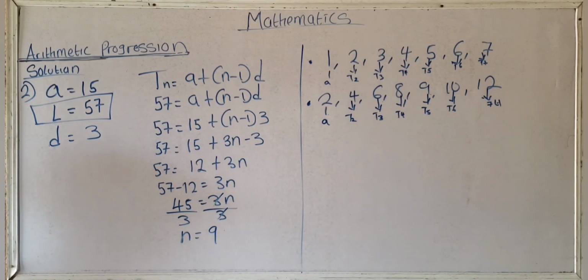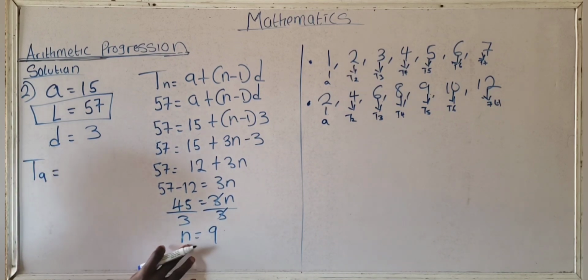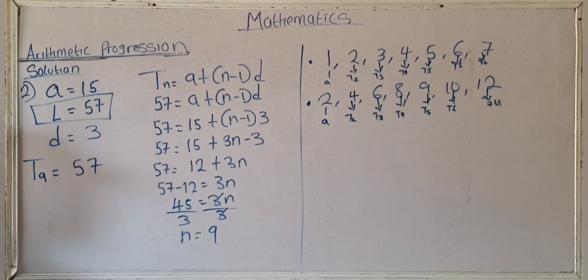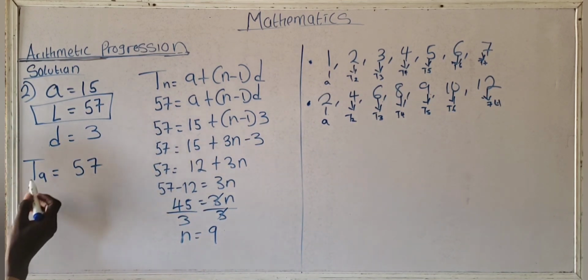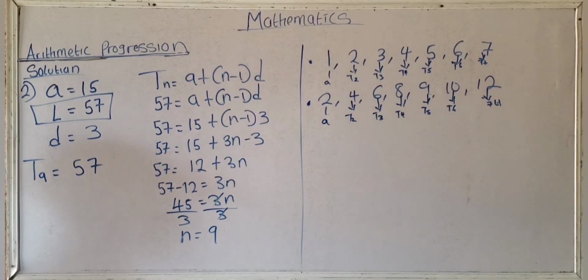You understand? I don't know, maybe you get the idea behind the solution to this question. That means that T9 is what? T9 is 57. You understand? Which is the last term. Do you understand what I'm saying? Okay, the ninth term is 57. So the sequence contains 9 terms. Listen. The ninth term is 57. Hence, the sequence contains 9 terms.